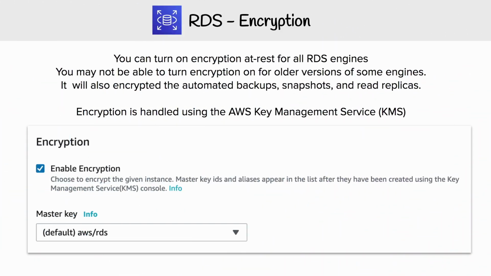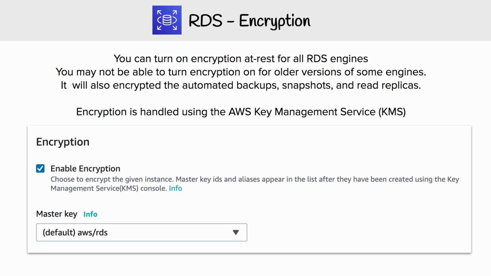So let's look at what we can do for encryption. So you can turn on encryption at rest for all RDS engines. I've noticed that you might not be able to turn on encryption for older versions of some engines. So sometimes this option is not available, but generally it always is. And also when you do turn on encryption, it's also going to encrypt your automated backups, your snapshots, and your read replicas related to that database.